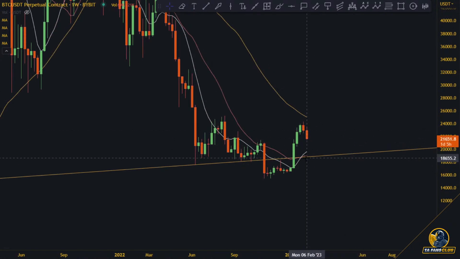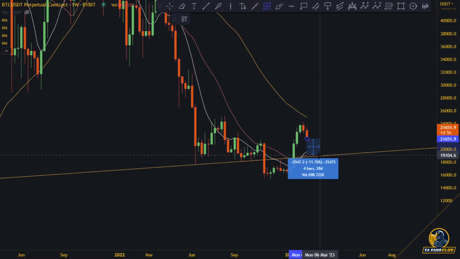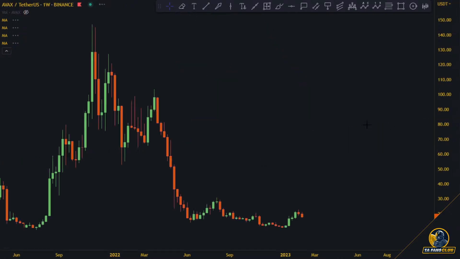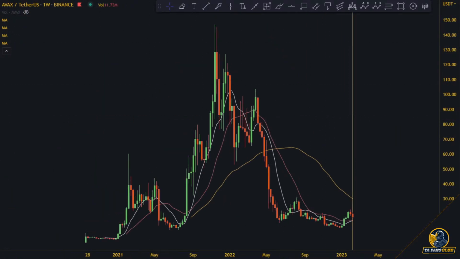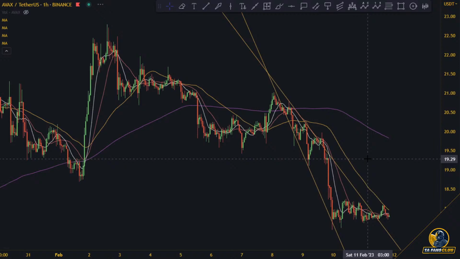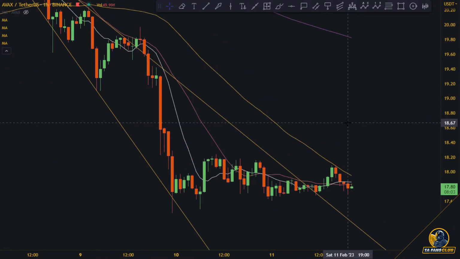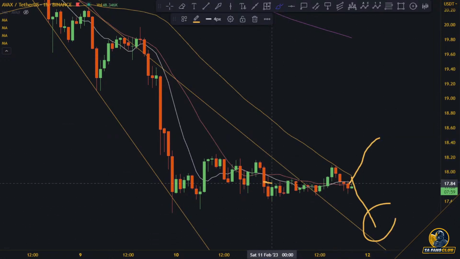See here, this move down to 18.7 or something like that, 13% more down. And it's really hard right now to get into a position because number one, everything is going sideways. Number two, it's weekend. Number three, we don't have any kind of moves. Everything is in the middle of something.